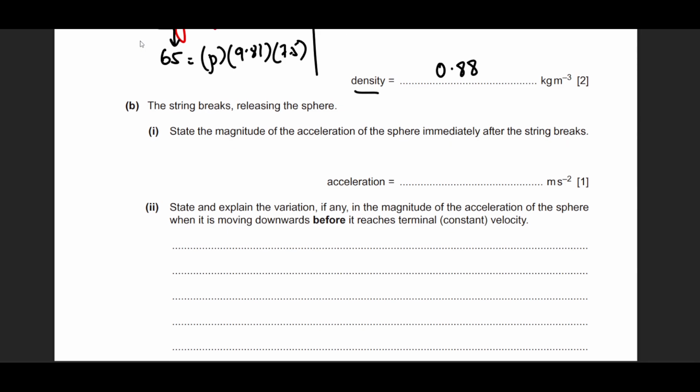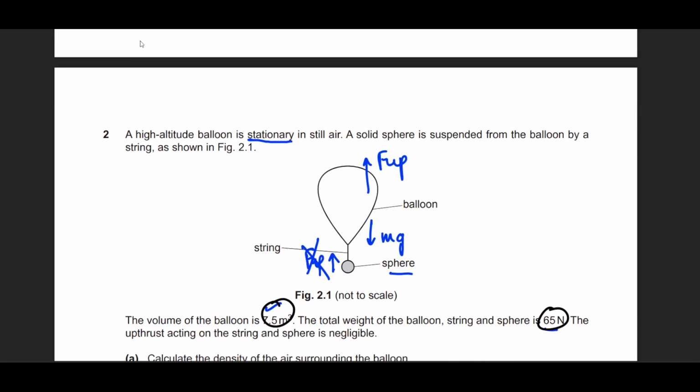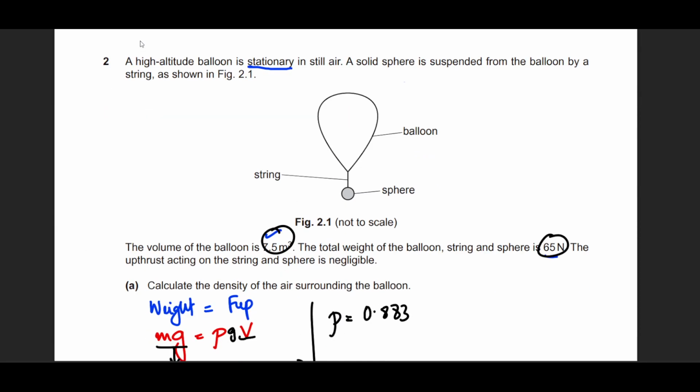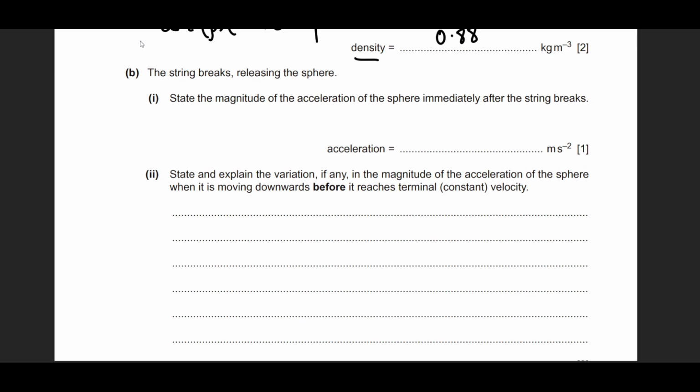He said the string breaks, releasing the sphere, which means that the sphere is now going to start moving downwards, right? If I clear this up, the string is no more. The string has been broken and the sphere starts falling down, and the balloon may start rising up because the sphere was the only one holding it back. Anyways, he says magnitude of acceleration for the sphere.